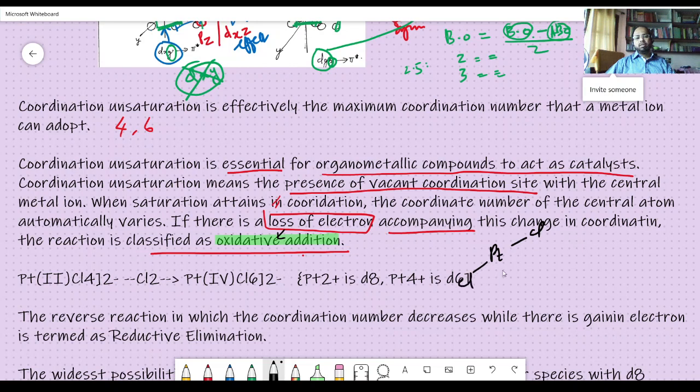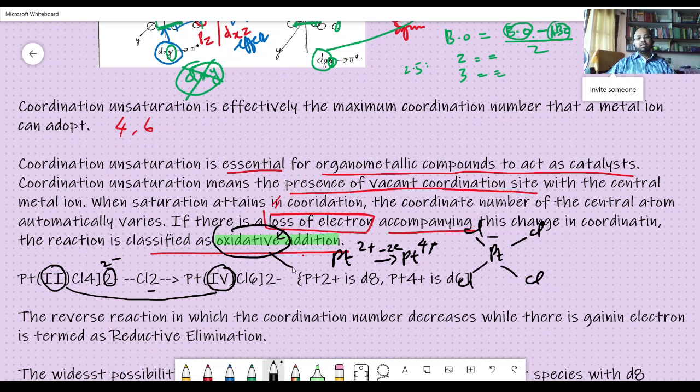PtCl4 being written like this, Cl and Cl. You can see that it is actually 2 minus, and you add 2 chlorine atoms there, so Pt2+ is oxidized to Pt4+. So here you are removing 2 electrons, and that is called oxidative addition.